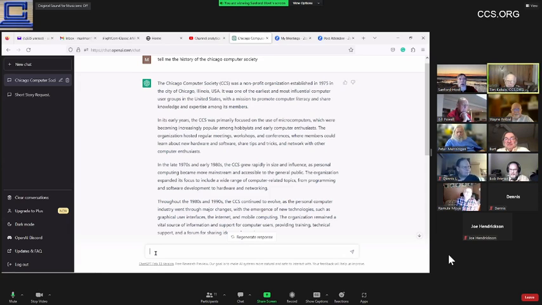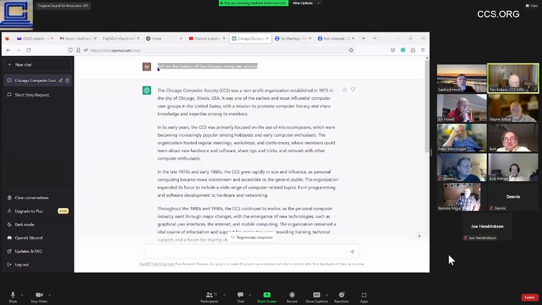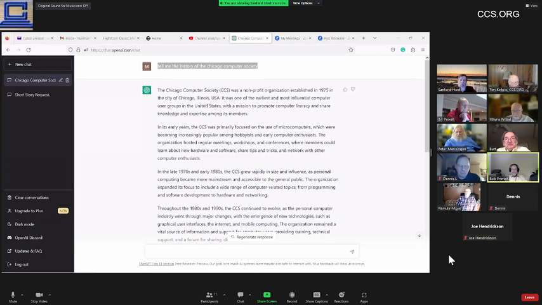Now, it was the history of the Chicago Computer Society. Tell me the history of the Chicago Computer Society. Tim's testing doing it now on Linux, by the way. Yeah, he's doing it through his Linux and through a different login. That was the purpose of me saying have somebody else do this. All right, let's see what it comes up with.